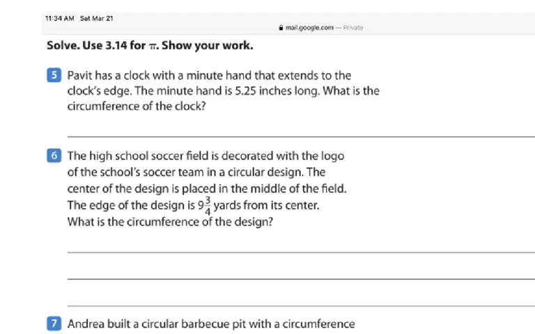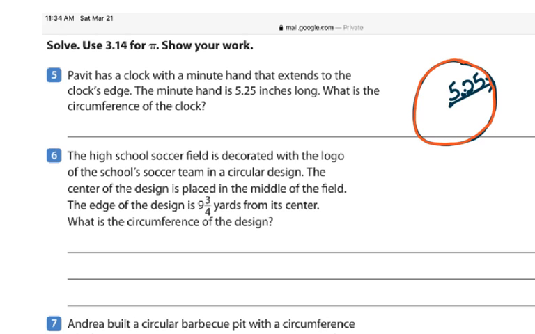So now let's look at number 5. It says, Privet has a clock with a minute hand that extends to the clock's edge. The minute hand is 5.25 inches long. What is the circumference of the clock? Again, the circumference is this outside edge.